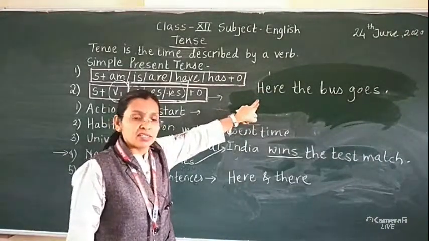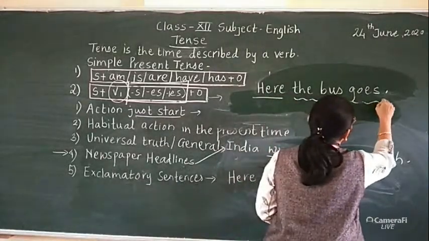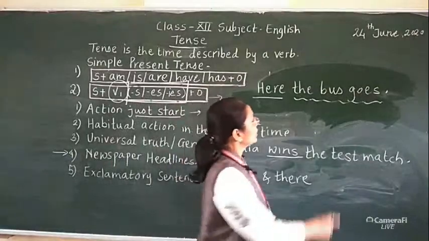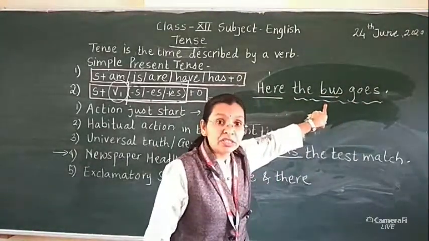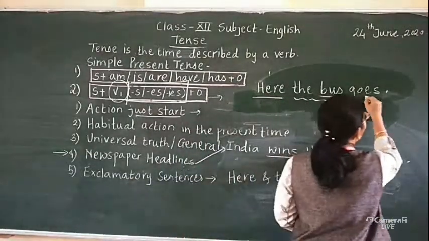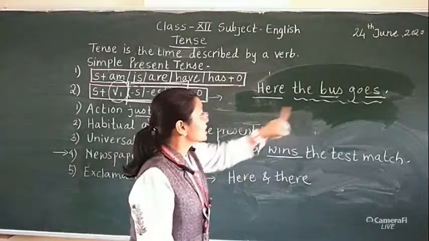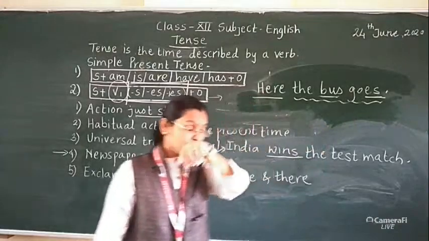Here. If the sentence begins with here, what do we have to use? In the remaining sentence, I have to use simple present tense. So here, my dear student, bus. Okay. So bus is a third person singular. That's why I add here es. Okay. So simultaneously we again repeat, or we again study the formula also.